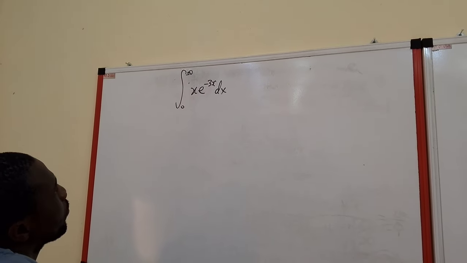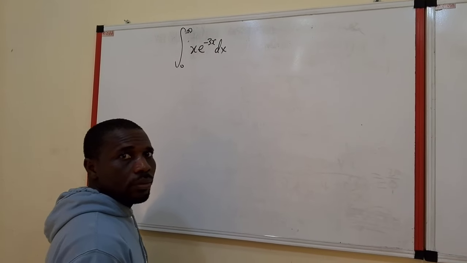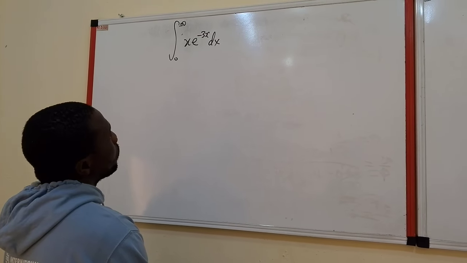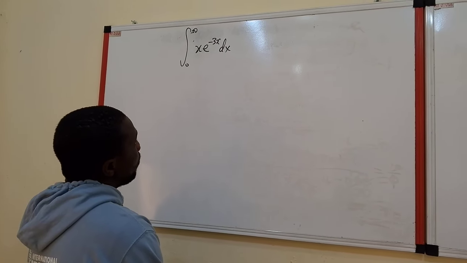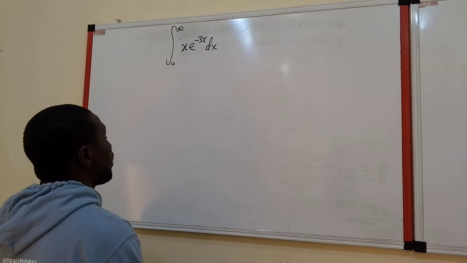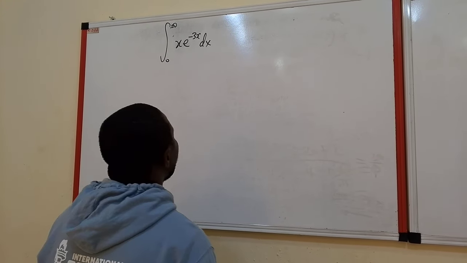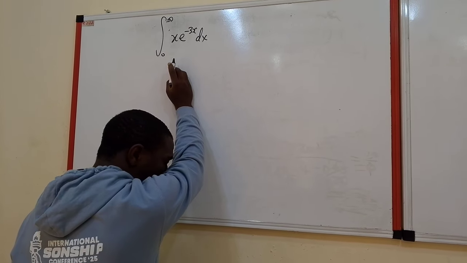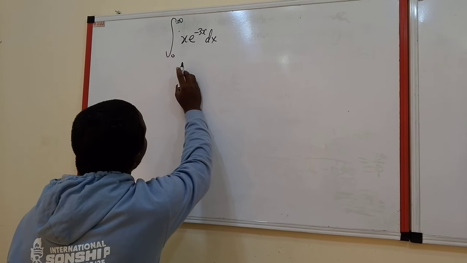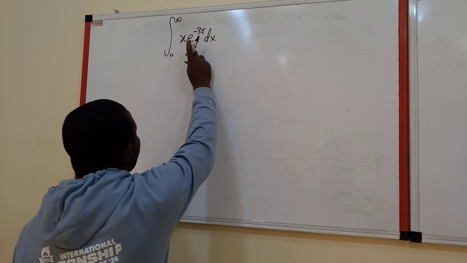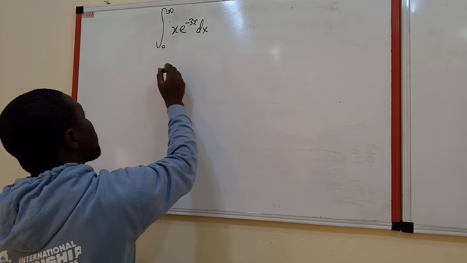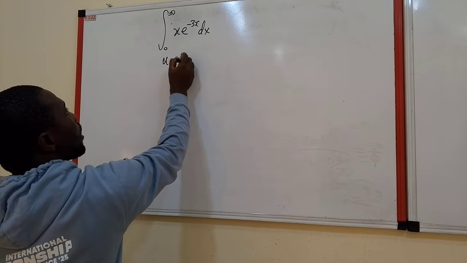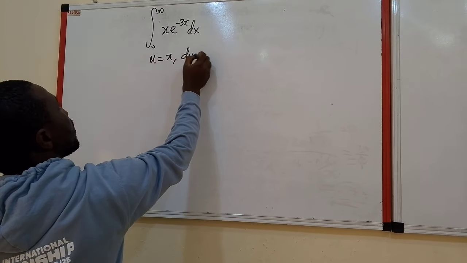Now, we have this, and we have to integrate this function. We are going to apply integration by parts. Our u is going to be x because of lights, and our dv is going to be exponential minus 3x. So, our u is x. Our dv is exponential minus 3x.